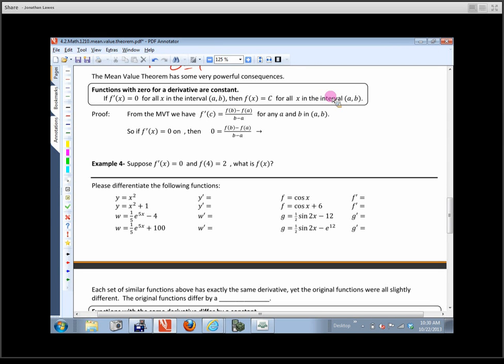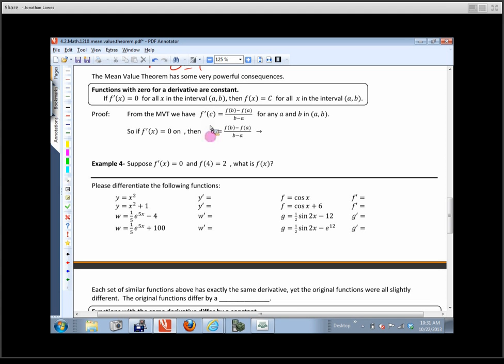The proof of this is very simple. It just uses the mean value theorem. This is the mean value theorem. It just says the instantaneous rate of change, the derivative, has to equal the average rate of change. So if the derivative is 0, then just replace this side with a 0.